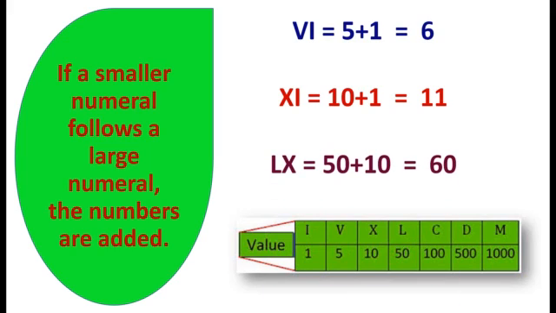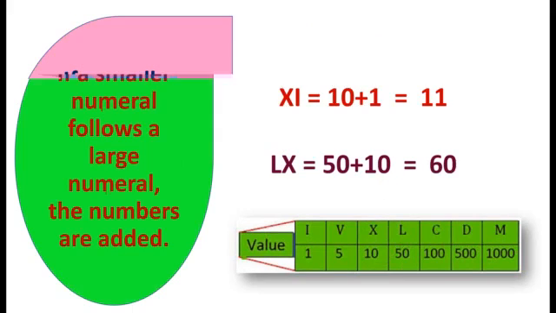One more example, if we take L and X. The value of L is 50 and the value of X is 10. So again the smaller one is coming after the bigger one, so that is why we have added here. So 50 plus 10 is equal to 60.